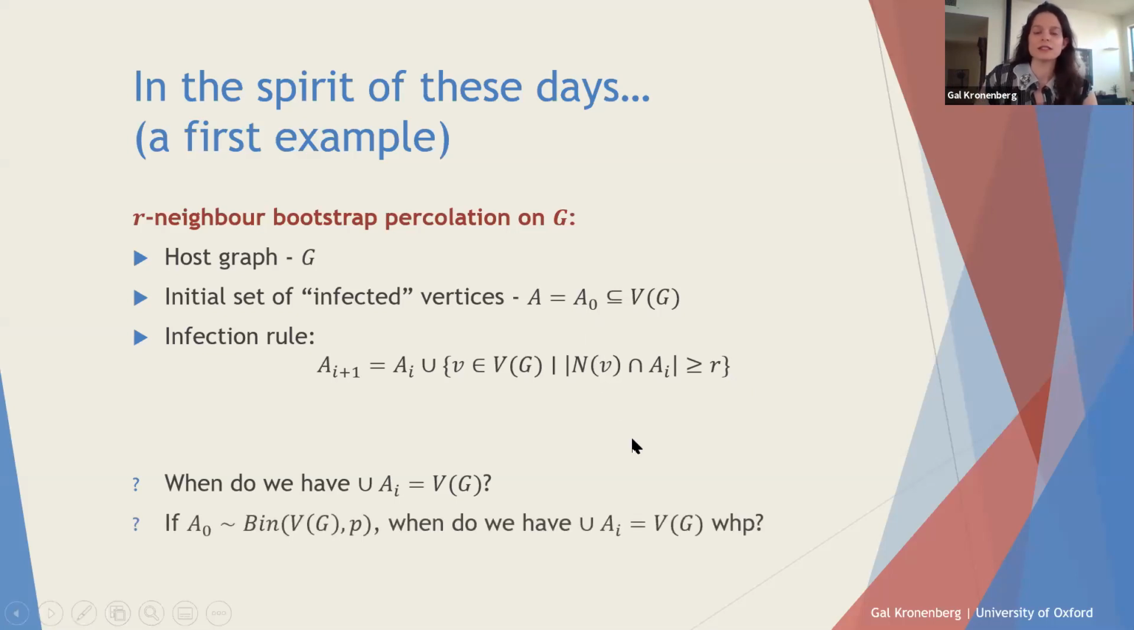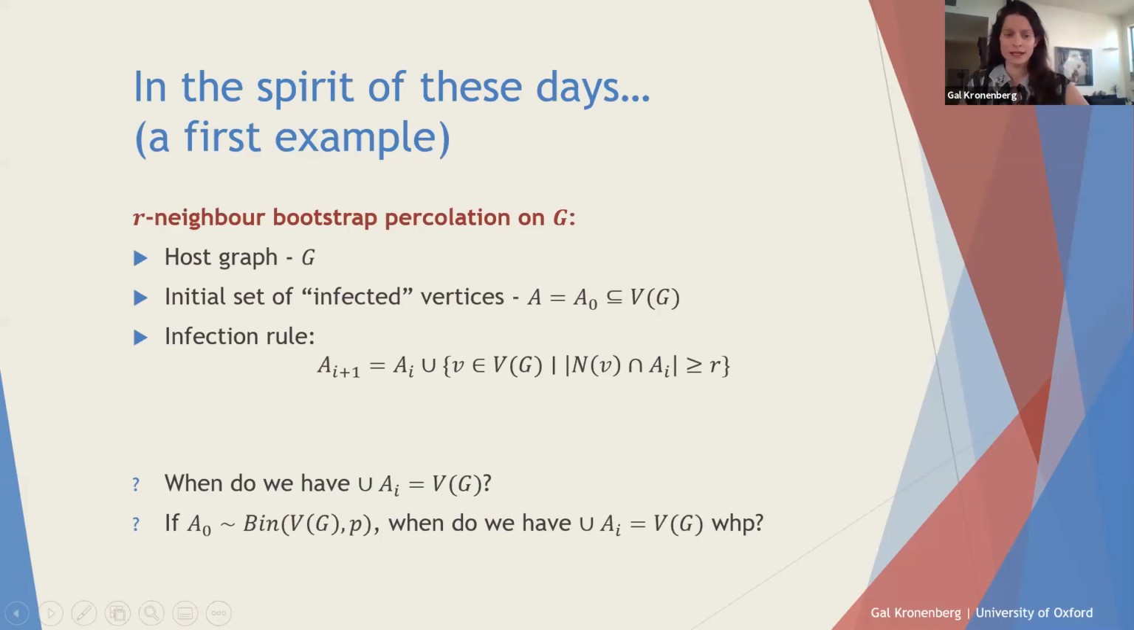Another question is, what happens if we don't have control over the initial infected set, but we take it randomly? So we pick infected vertices randomly, say independently with probability p. So in this case, for each value of p, we will have that with high probability, eventually everyone will get infected.